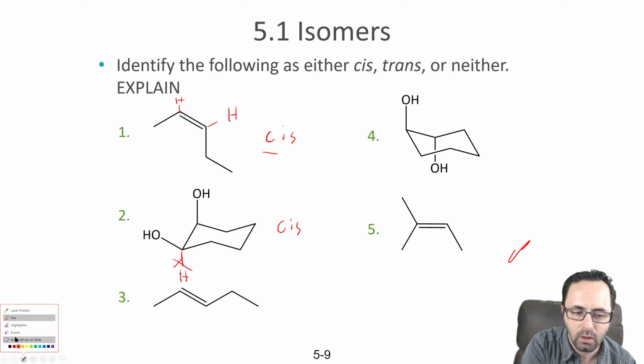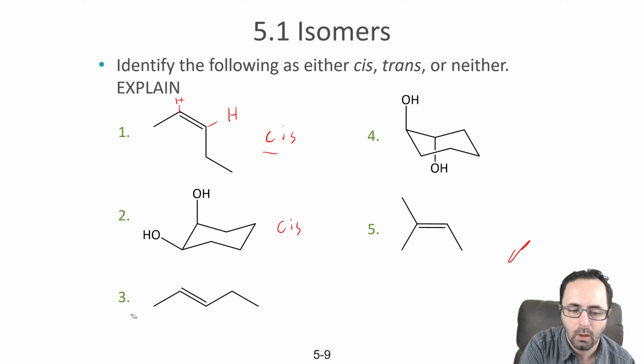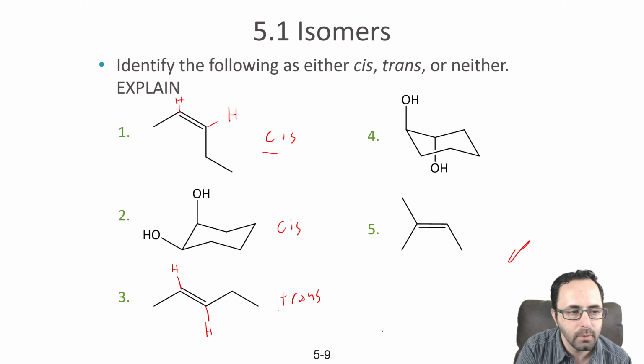Now, in the next structure, we'll have a hydrogen right here and a hydrogen right here. Since the two hydrogens are opposite, we would call that trans. Here we have the OH in the up axial position. Here we have it in the down axial position. And so these are on opposite sides of the ring. This would also be called trans.